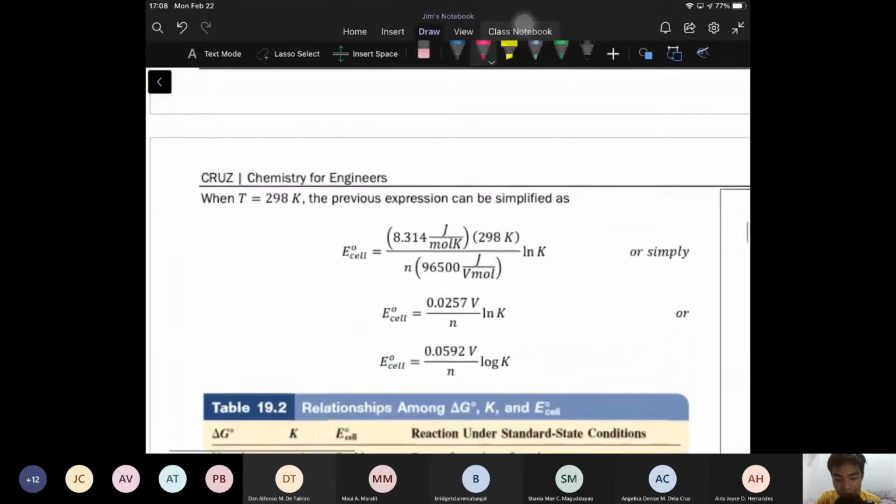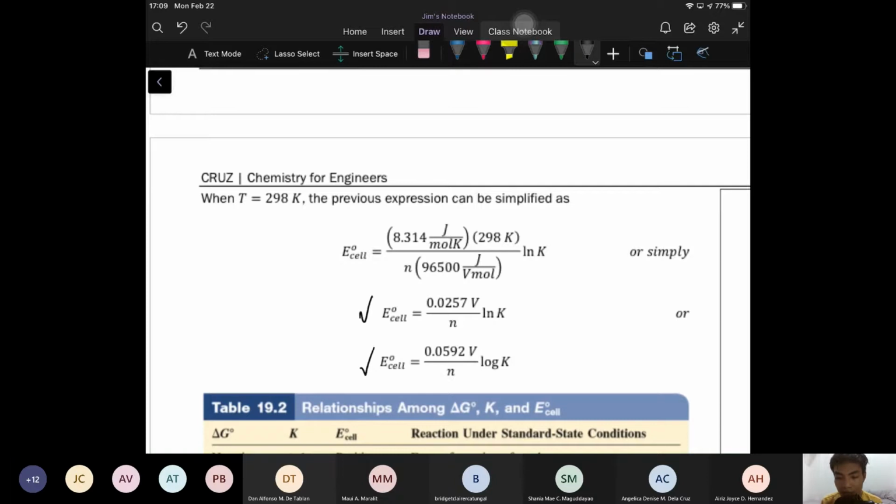Yan. So when temperature is 298 Kelvin or 298.15 Kelvin, we can simplify the equation into this. No? Yan. So ito na yung mga shortcuts na lang. Okay. So ginawa doon, pinagsama-sama na itong mga numbers na yan. So you can just simplify the equations we listed earlier as either of the two. One is in the ln, the other is in logarithm form. No? Although ako, I prefer the ln. Mas madali gamitin yung ln kaysa sa log.